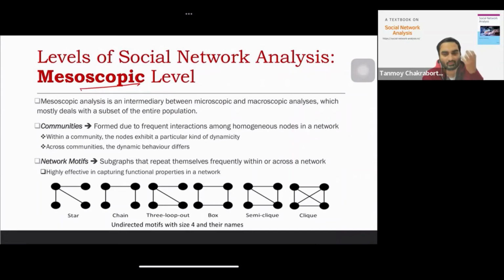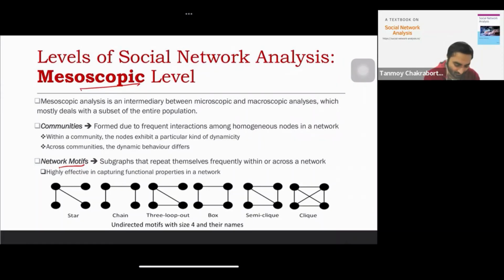Now, when you look at a community, this is not an entire network-centric view. Neither is it a node-centric or edge-centric view. This is basically a subgraph-centric view, and this is called mesoscopic level. Similarly, in another chapter we'll discuss something called network motif, right? Now, network motif is basically a recurrent substructure which appears repeatedly in the network.